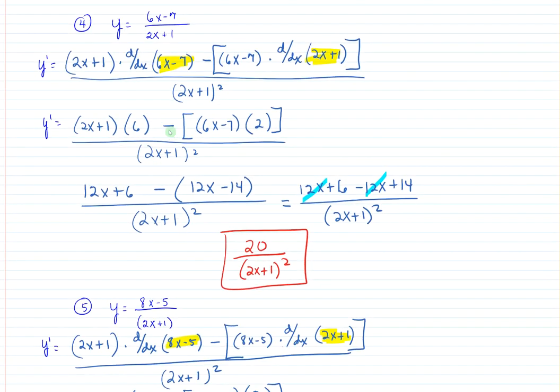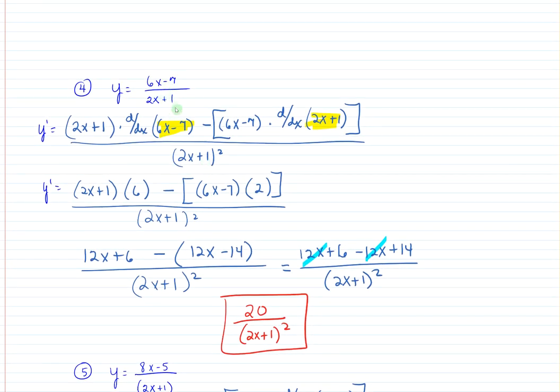Number 4, a quotient. Here we go. We're going to write our roadmap. First, the bottom, times derivative of the top minus the top times derivative of the bottom over the bottom squared. That derivative is 6. That derivative is 2. So that's that line. Then we're going to do this multiplication. So we have 12x plus 6 minus 12x minus 14. When we take this minus and distribute it, that becomes a minus, that becomes a positive. Those two cancel out, so we're left with 6 plus 14 over that squared. There's your final answer.